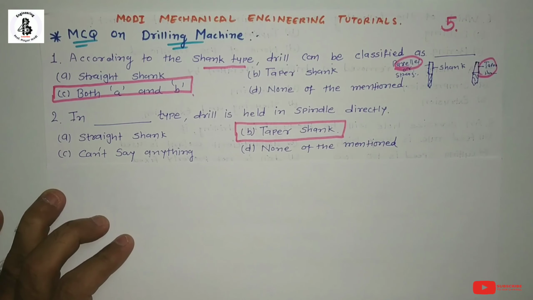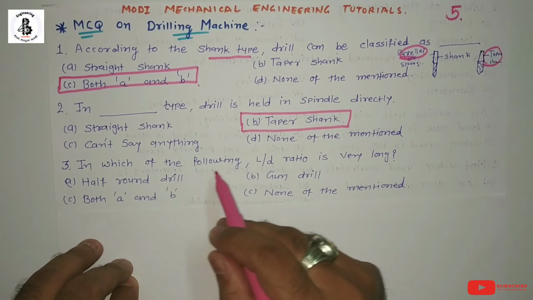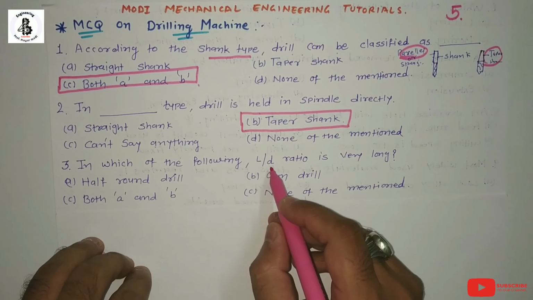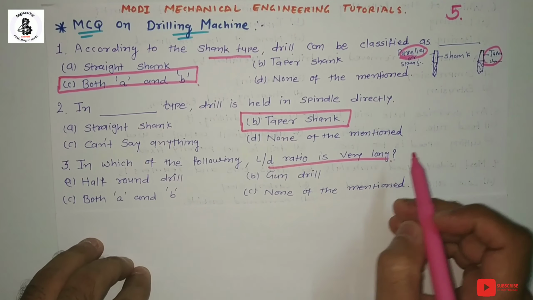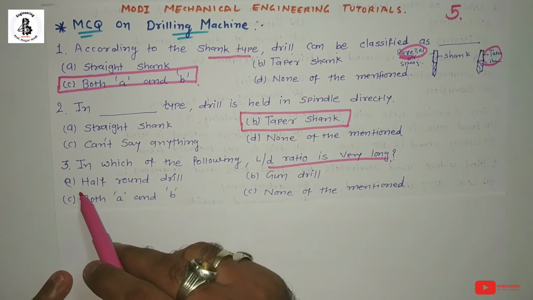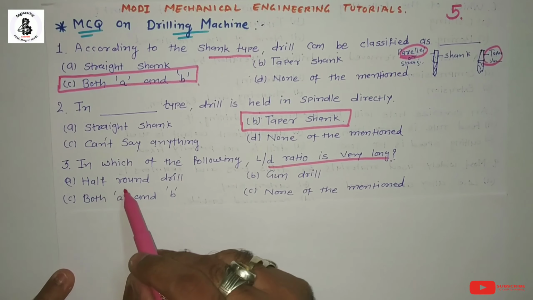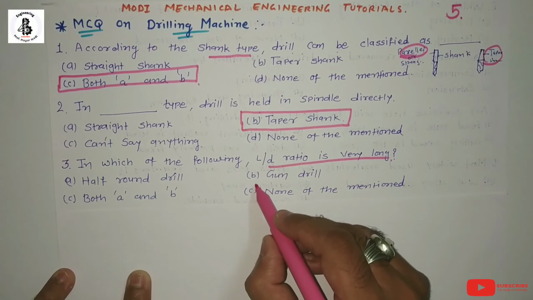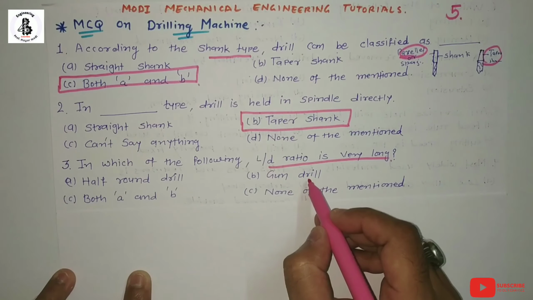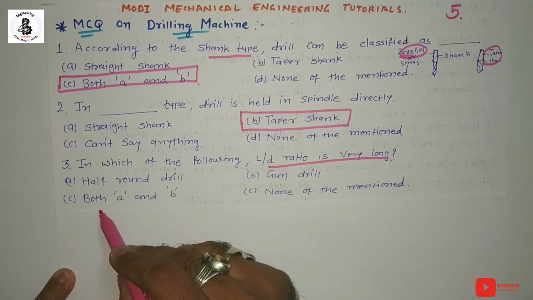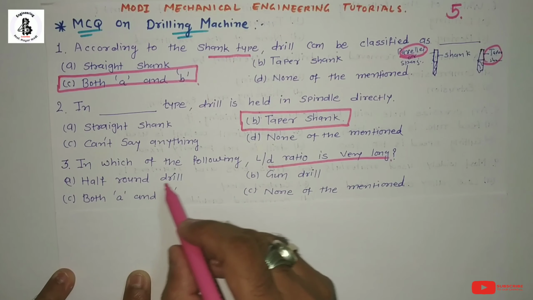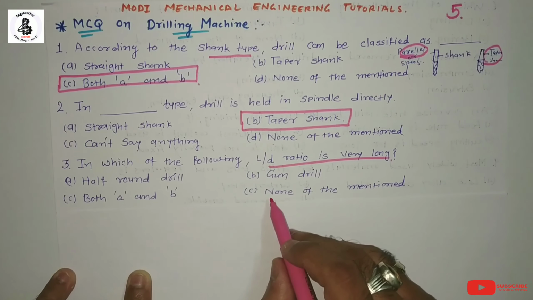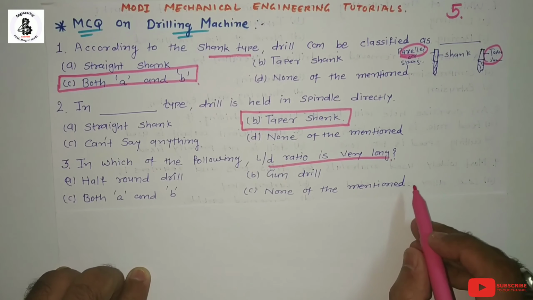Then next question. In which of the following is the length by diameter ratio long? So you can see the options. Option A, half round drill. Option B, gun drill. Option C, both A and B, or you can say both half round drill and gun drill. And option D, none of the mentioned.